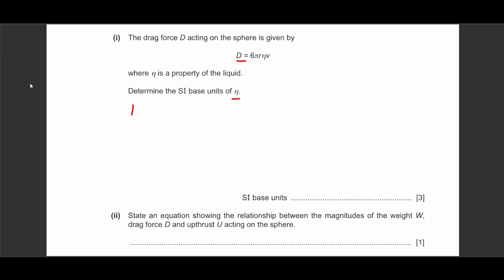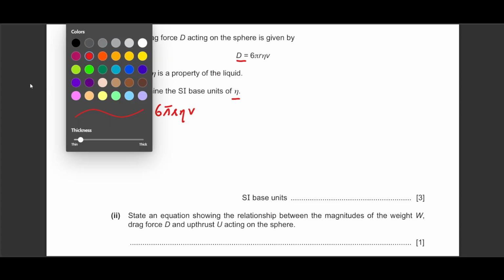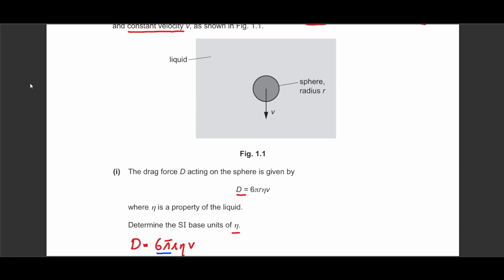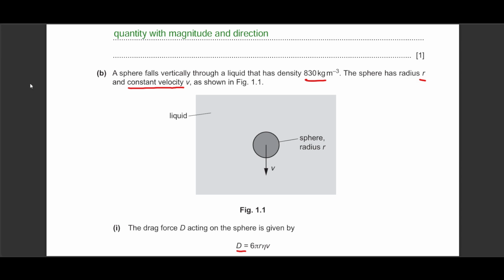So let's write down the base units of this equation. D equals 6πrηv. Now the good thing about these questions is he will mention what everything represents. So 6 and π are actually constants, they will not participate in this. r was the radius, so this will be meters. Multiplied by η, we don't know. Multiplied by v, which is the velocity if you go back to the question.